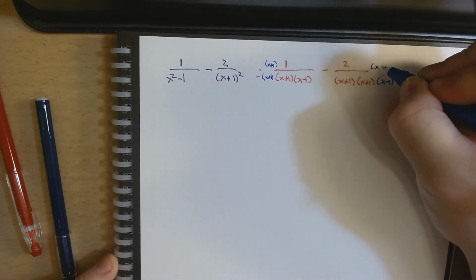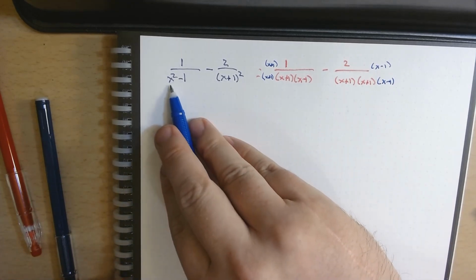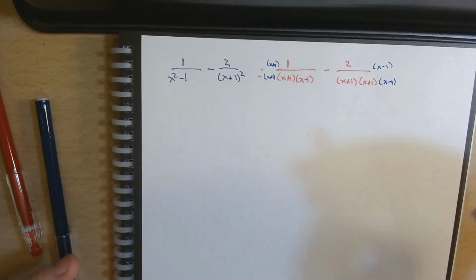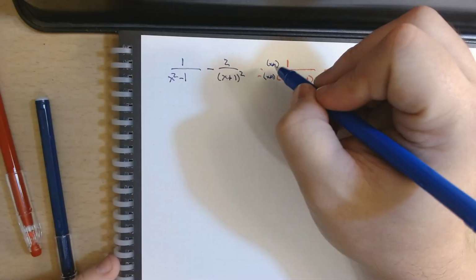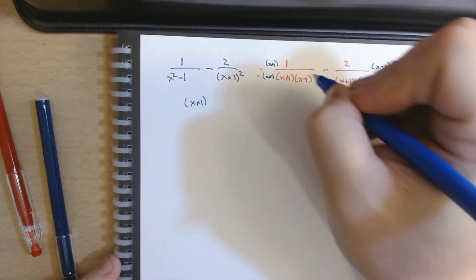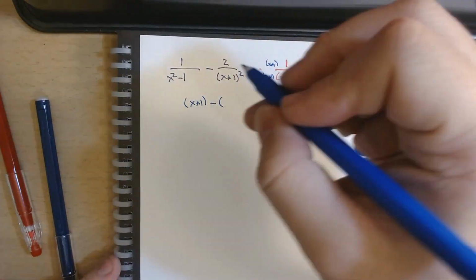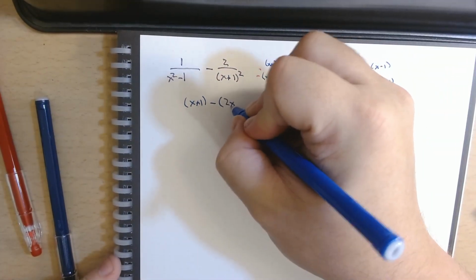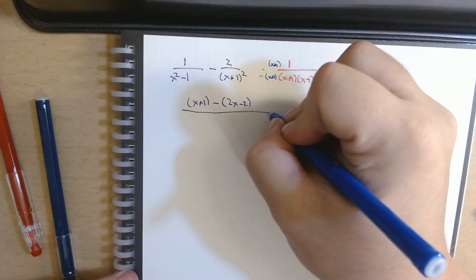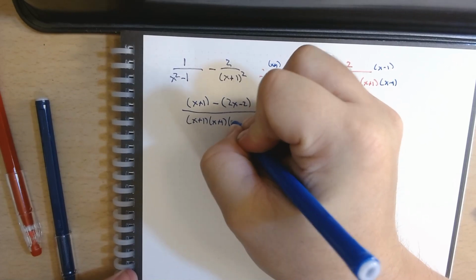So that's why you have to factor first, because instead of just multiplying this whole thing by this whole thing and this whole thing by that whole thing, by factoring we've just made it a little simpler. Now we'll multiply. You get x plus 1, because 1 times anything is itself, minus 2 times x is 2x, 2 times minus 1 is minus 2, all over the mess of x plus 1, x plus 1, x minus 1.